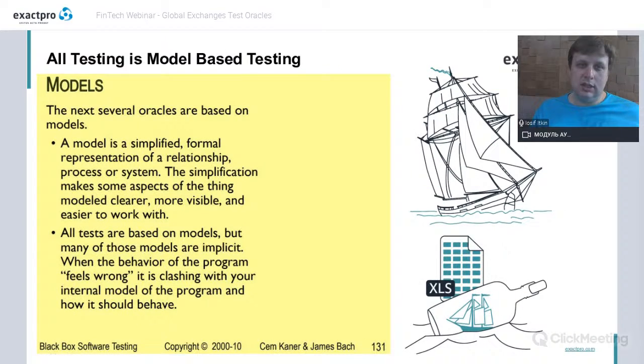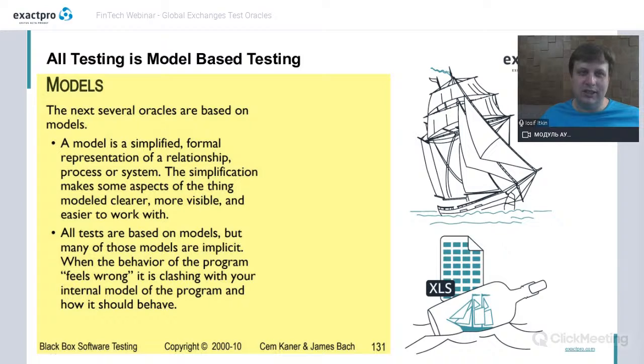And the last, not the last, but one of a very important test oracle types is model-based oracles. And we will cover them in a separate lecture. So I think we are out of time.